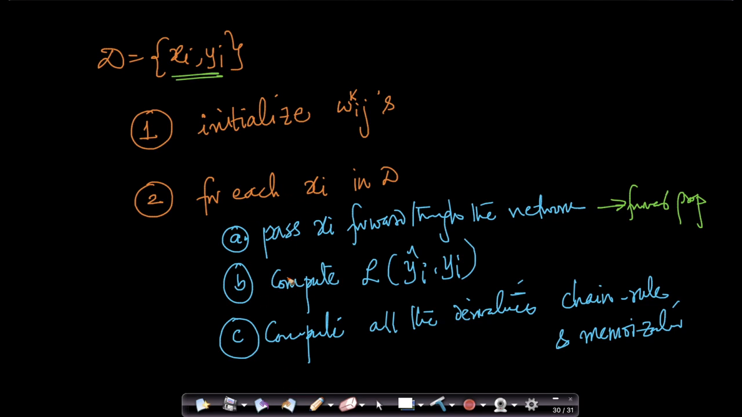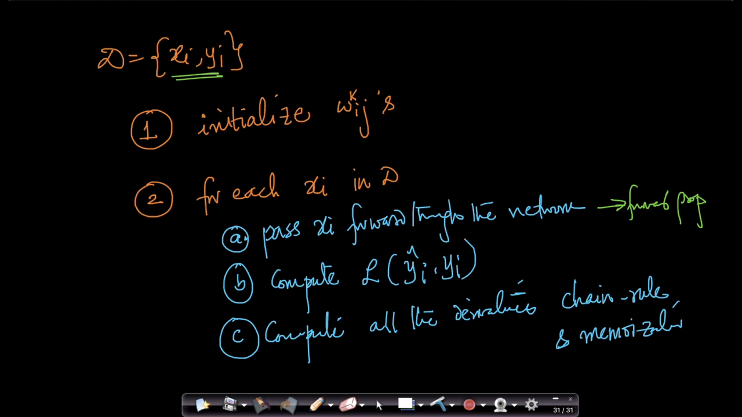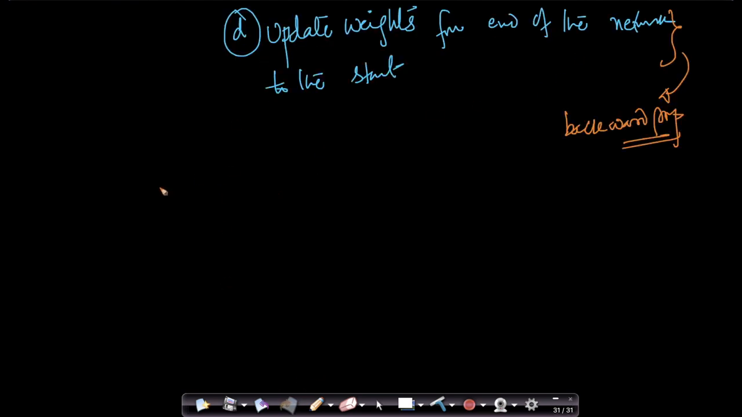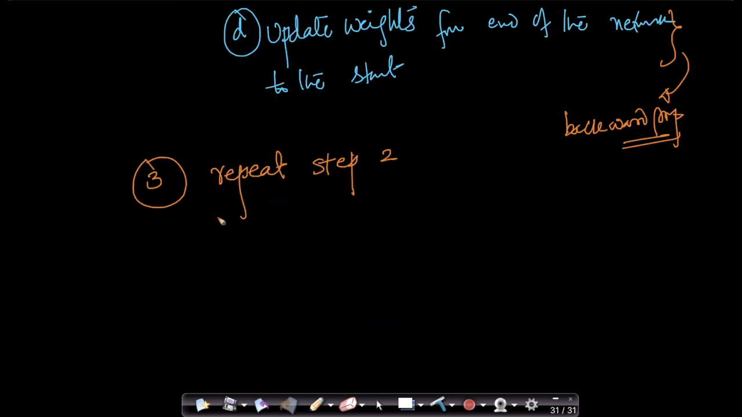So here I'm sending one point each. You might say, how long will I do it? If you look at it, we initialize the weights. For each point, we pass xi forward through the network, compute the loss function, compute all the derivatives using chain rule and memoization, and update the weights. The third step is repeat step 2 till convergence.